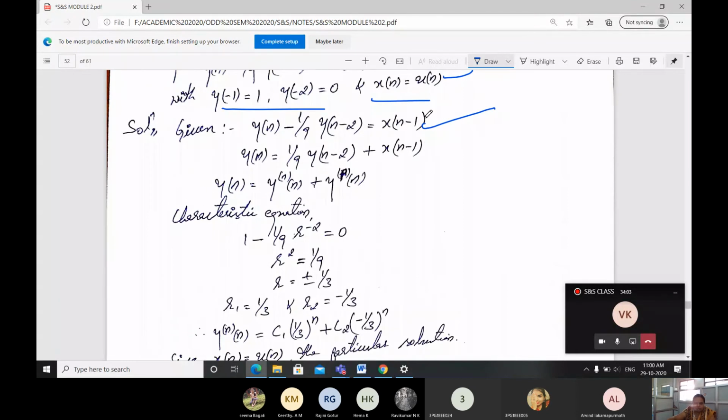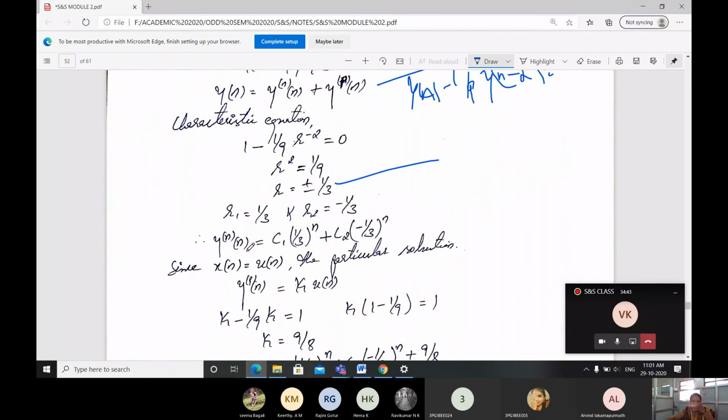Therefore the characteristic equation: our homogeneous equation is going to be y(n) minus 1/9 y(n minus 2) is equal to 0. This is our homogeneous equation. Then the characteristic equation is going to be 1 minus 1/9 r to the power minus 2 is equal to 0. Find out the r value. You will get r is equal to plus or minus 1/3. Therefore r1 is equal to 1/3 and r2 is equal to minus 1/3.